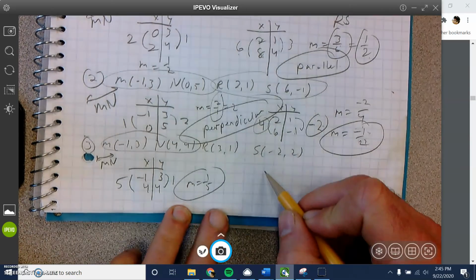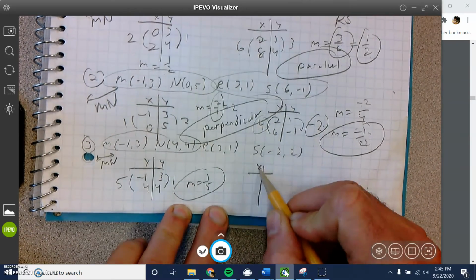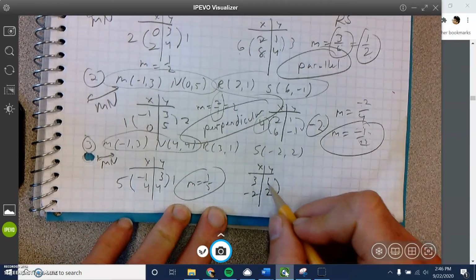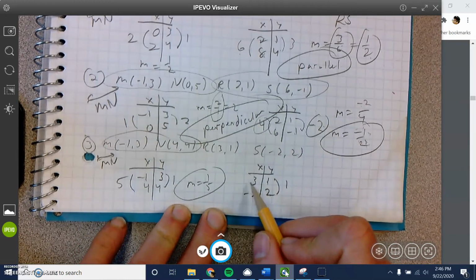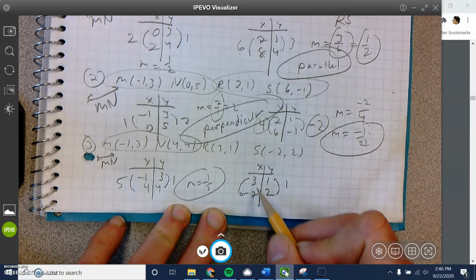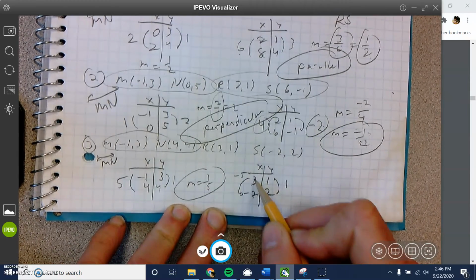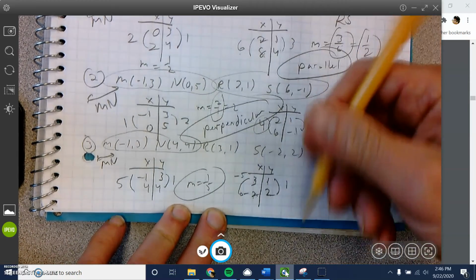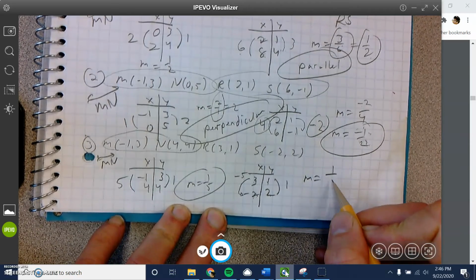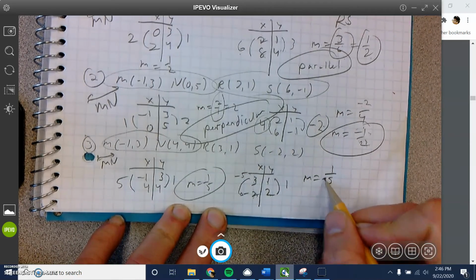Okay, RS, do the same thing. 3, 1, negative 2, 2. So that's going to be 1 and 3 to negative 2, that's negative 5, because you go from positive to negative, you're going down. So the slope is 1 over negative 5.